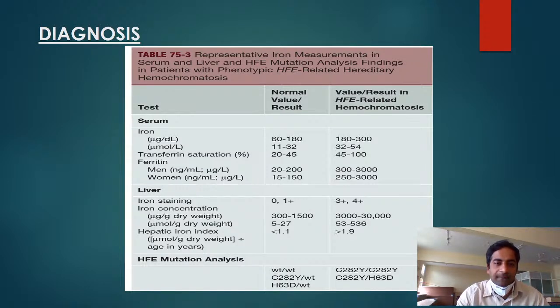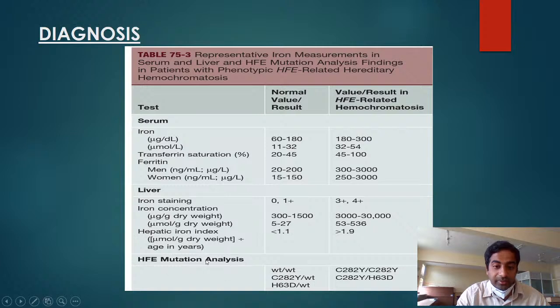So diagnosis: you do a serum iron level. Serum iron is usually elevated in patients, around 180 to 300. Transferrin saturation is also elevated. Normal is 20 to 45, so here it's 45 to 100. Ferritin in men is very much raised, 300 to 3000, and in women also it's raised. In the liver, you can do iron staining, which will be strongly positive, 3 plus to 4 plus, and iron concentration is also very much increased. So these are the tests you're supposed to do: serum iron, transferrin saturation, ferritin. And in the liver, iron staining, iron concentration, and hepatic iron index. Okay. So this is also very important.